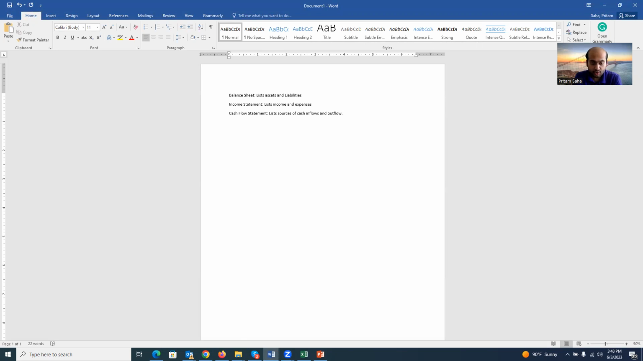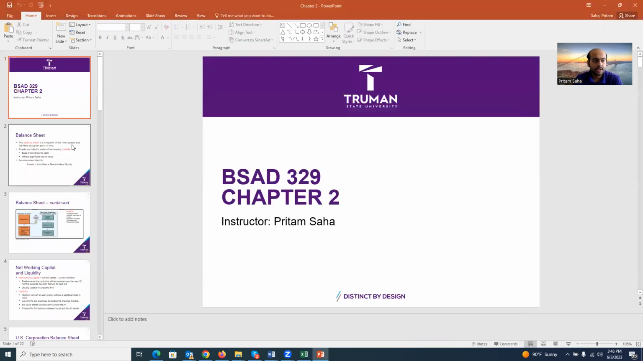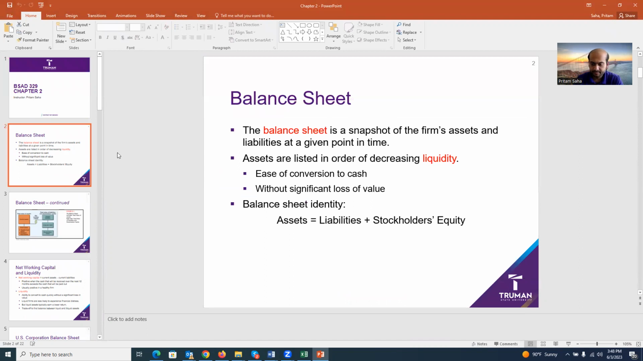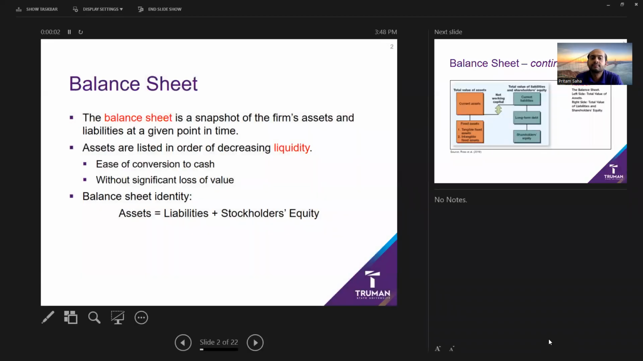So when a corporation starts, they record all their assets and liabilities in the balance sheet, income and expenses in the income statement, and sources of cash inflows and outflows in the cash flow statement. So let's start with the balance sheet. The balance sheet records assets and liabilities at a given point in time. So be careful, given point in time.